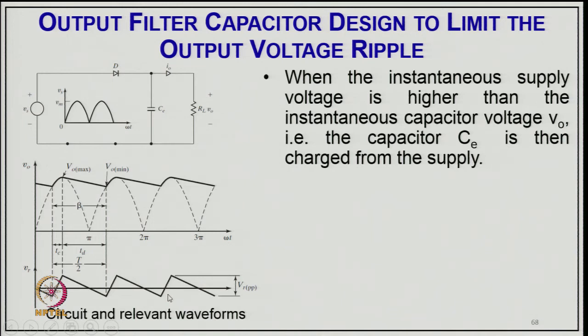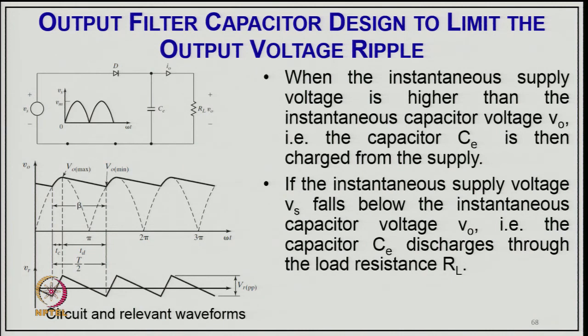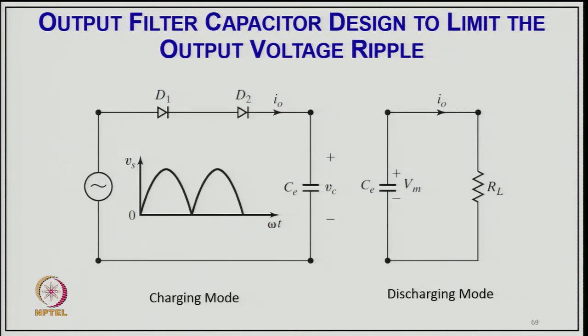So, when the instantaneous supply voltage is higher than the instantaneous capacitor voltage, the capacitor C is charged from the supply, and if the instantaneous voltage Vs falls below the instantaneous capacitor voltage, then the capacitor C discharges through the load resistance, or you can say the diode does not conduct during that time. So, whatever energy is across the capacitor goes to the load, and this is typically how you are getting it with the two diodes in series for the bridge, which is going across the capacitor. And the capacitor discharges only when the supply voltage is lower than the capacitor voltage.